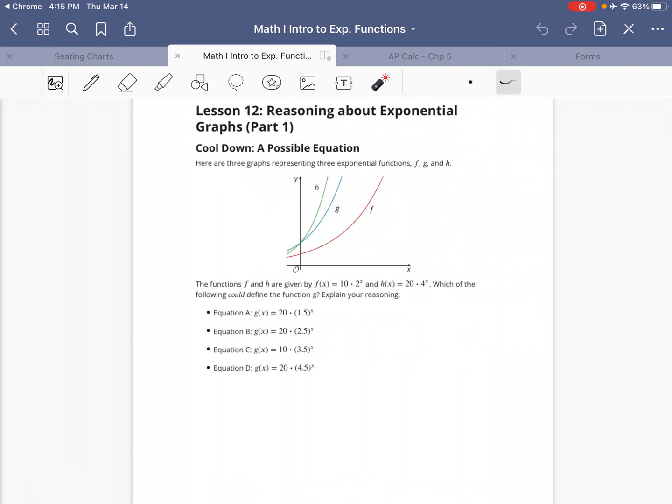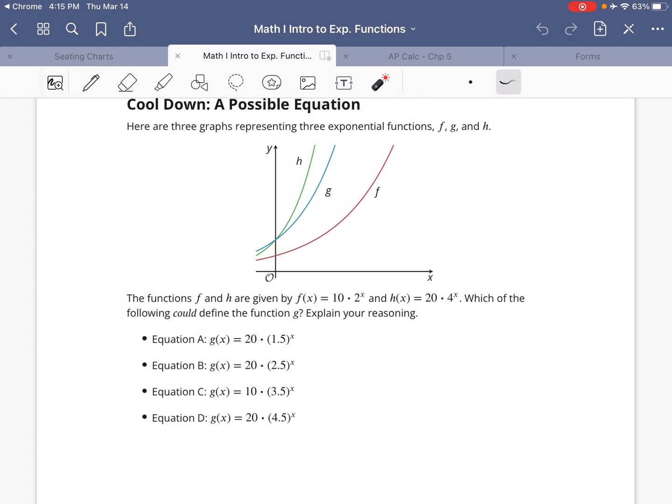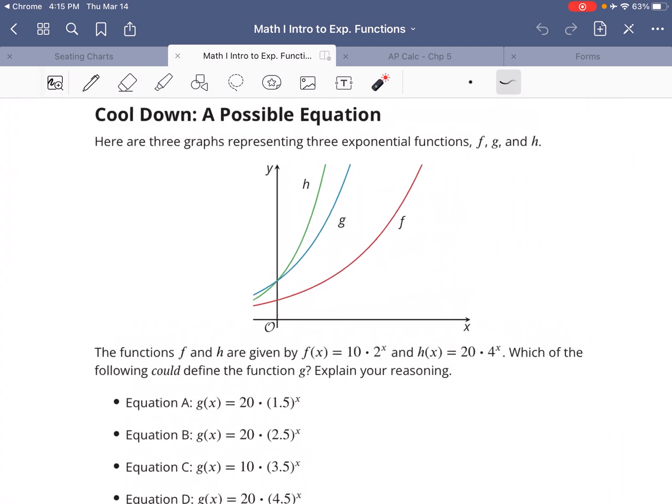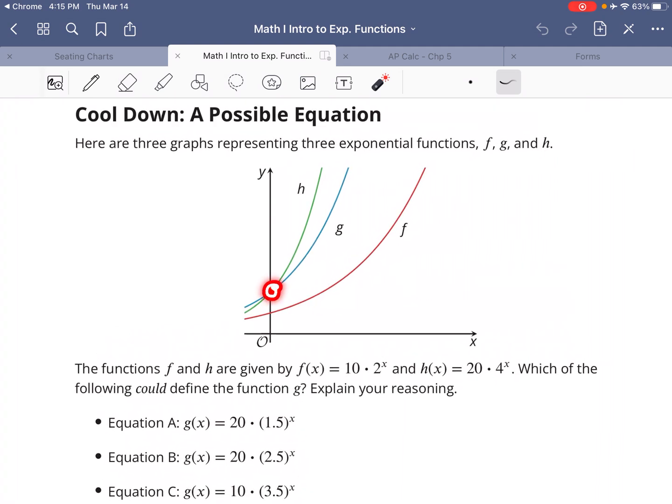So let's take a look at the cooldown. Here are three graphs representing three exponential functions, f, g, and h. Let's make some observations here. Well, first of all, g and h both share the same starting value. G is steeper than f, but not as steep as h.